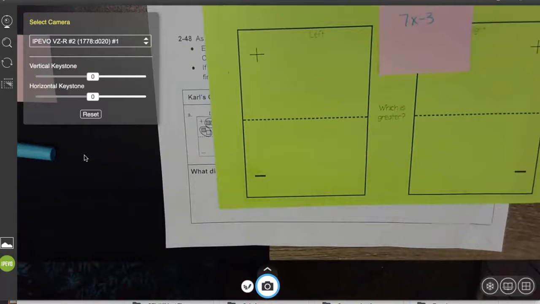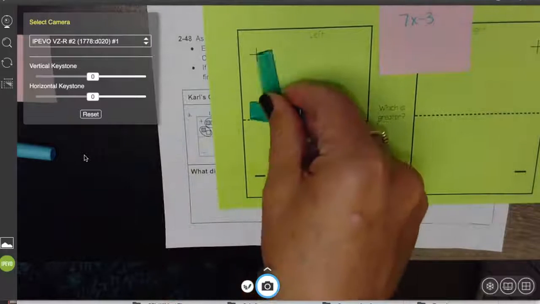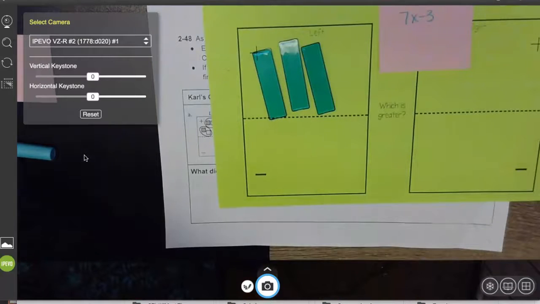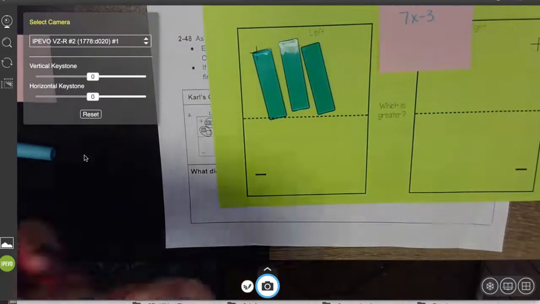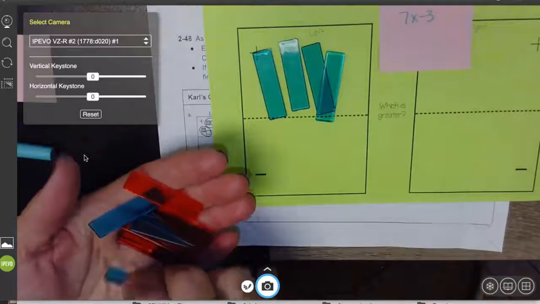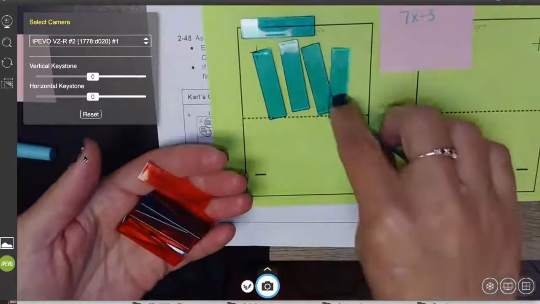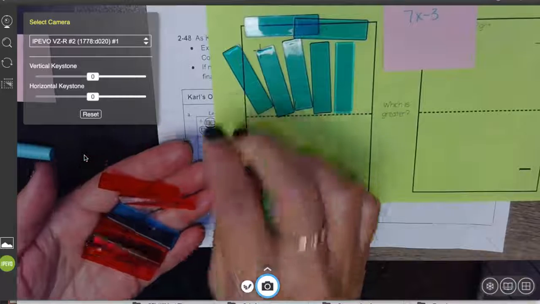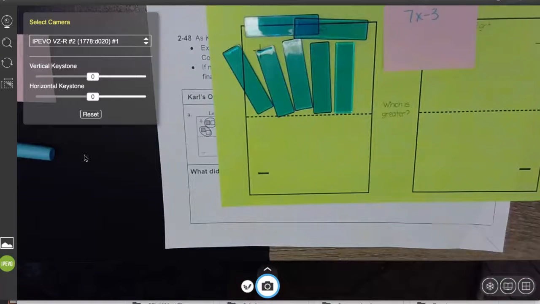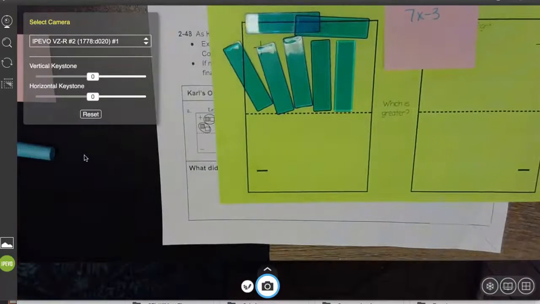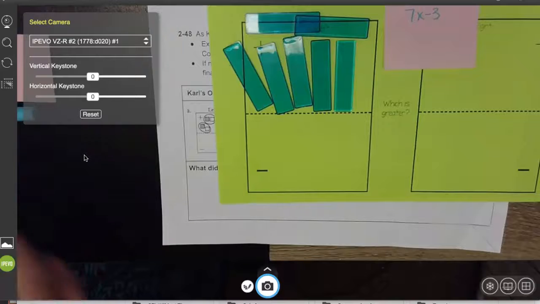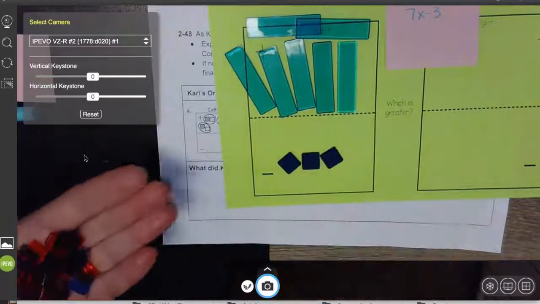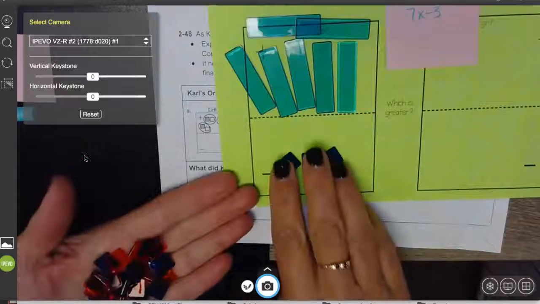So 7x, we would have positive, these are your x tiles. You would need 7 of those. See if I can get them all on here. 4, 5, 6, 7. So that's showing 7x. And then thinking about that negative 3, you can show that in a couple ways. You could show that as 3 positives down in the negative area. That would be one way of showing it.